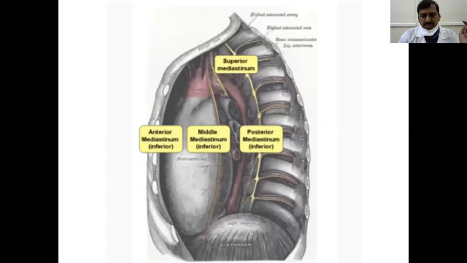Next, you see here clearly. This part is the superior mediastinum, and this is the inferior mediastinum. The inferior mediastinum again is divided into three parts. That is the anterior mediastinum. This is the fibrous pericardial sac, and this is the middle mediastinum, and this is the posterior mediastinum.